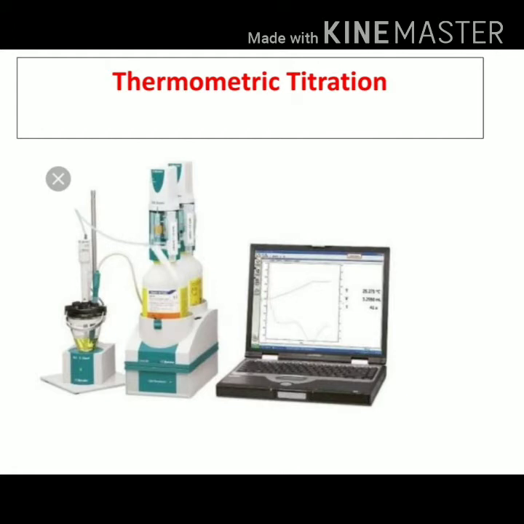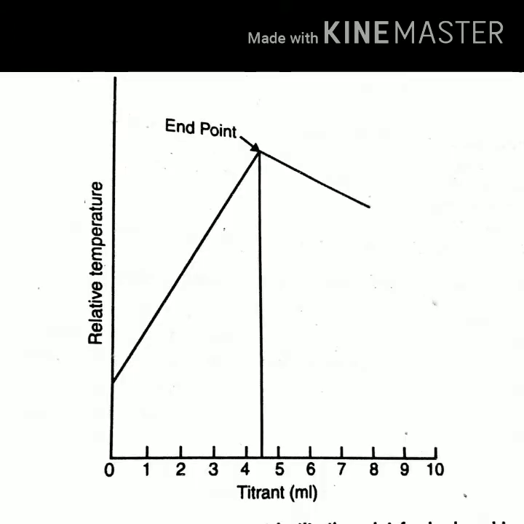When we perform the experiment, it runs automatically according to our requirement. From the burette, drop by drop, or 0.5 ml per minute, the titrant is added into the flask. At the end point, there is a change in temperature, and again a change in temperature as the reaction is neutralized. So there is a decrease in temperature.